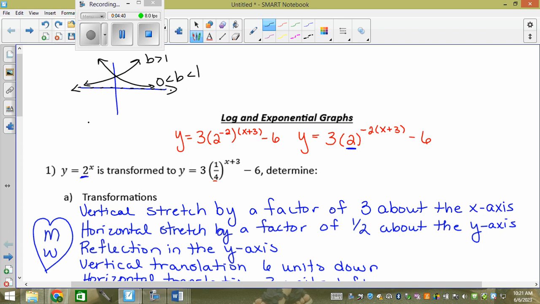So if b was 0.97, how much would it be decreasing by? 0.03. It's just how far it is away from 1. If b is a half, how much is it decreasing by? 50% or a half, because that's how far away it is from 1, right? If my b is 0.80, what's it decreasing by? 0.20, which is 20%. It's how far away it is from 1.